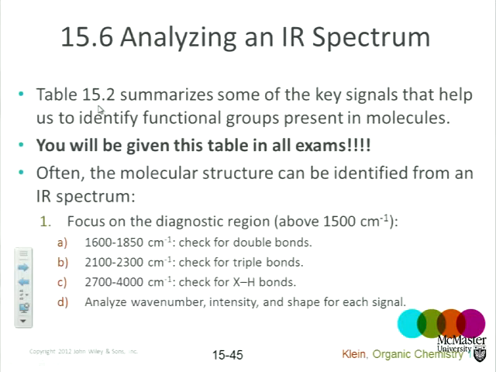How to solve a problem. Okay, table 15.2 summarizes some of the key signals that help us to identify functional groups present in molecules, and you will be given this table in all exams. So, there are some examples on the first assignment which will be coming out. We will probably be posting that certainly by Tuesday. I know it's supposed to only go up Thursday. But there are a bunch of examples that just give you very simple infrared exercises. Here's a spectrum. Is it butanol or butanal, right? The aldehyde. Is it butanoic acid or whatever? And just work your way through those.